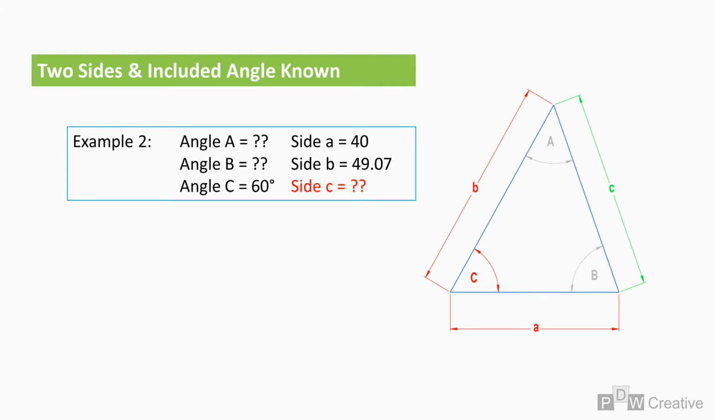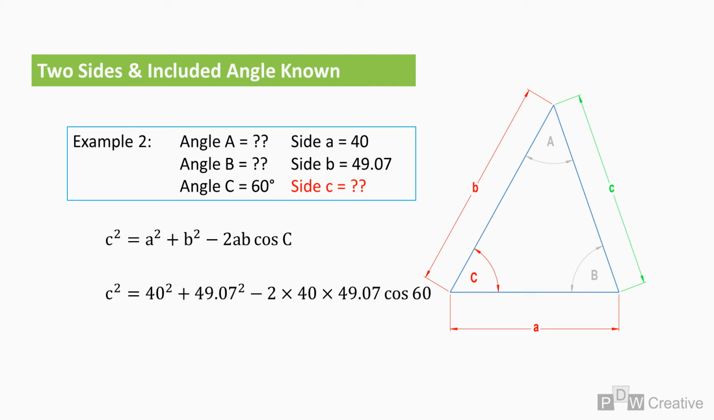If two sides and the opposite angle is known, the missing side can be worked out using the cosine rule. Plugging in the variables for side C, we have all the data we need. And inverting C squared by applying square root to the other side gives us a side length C of 45.22.